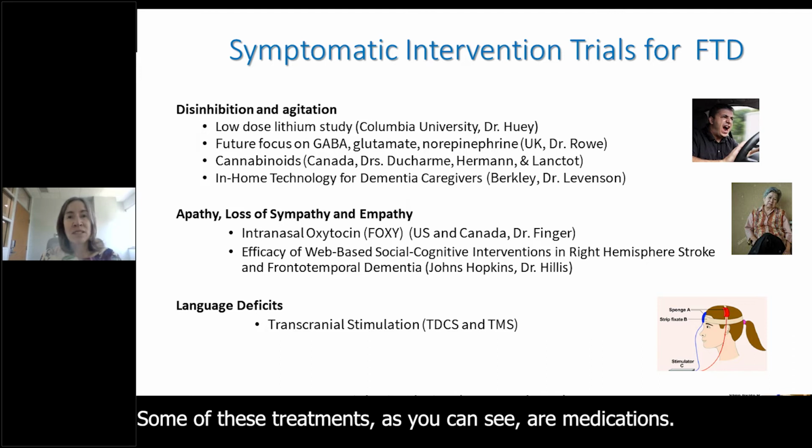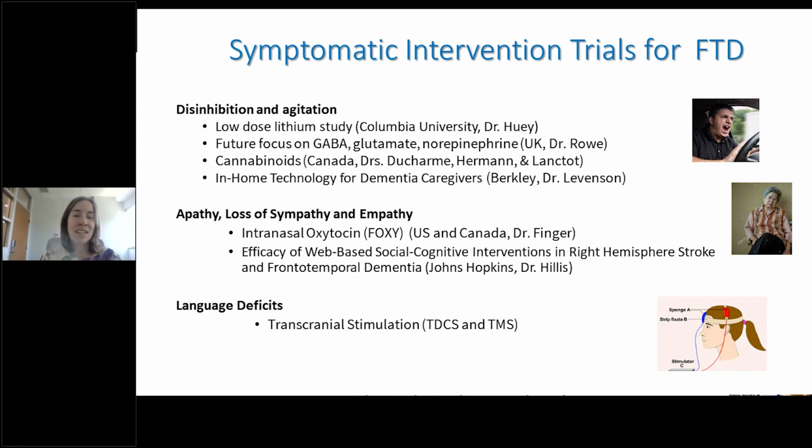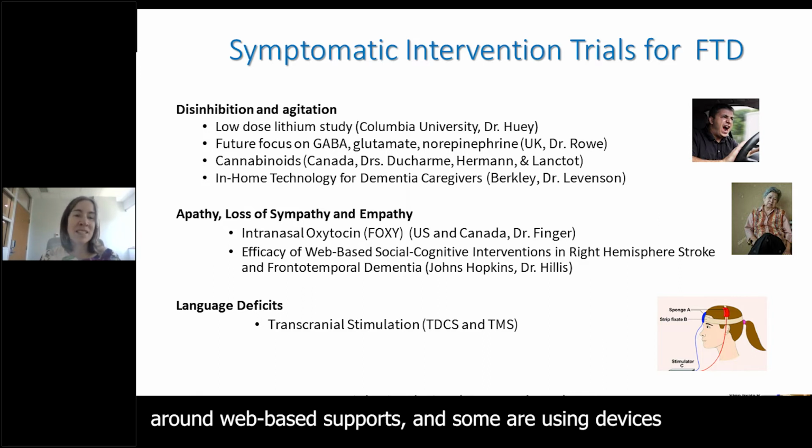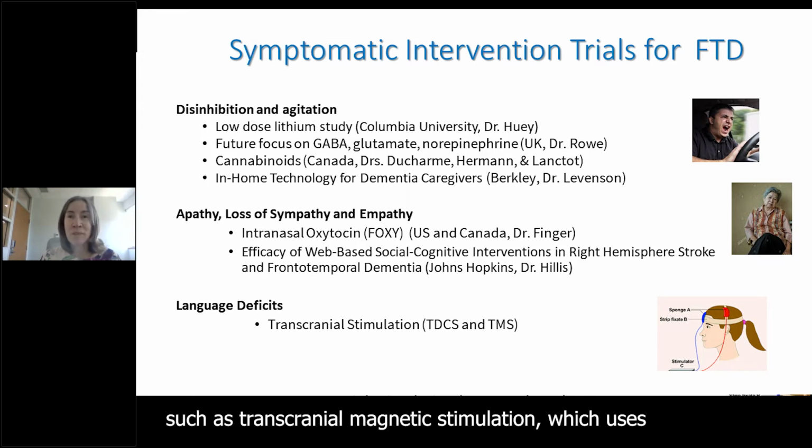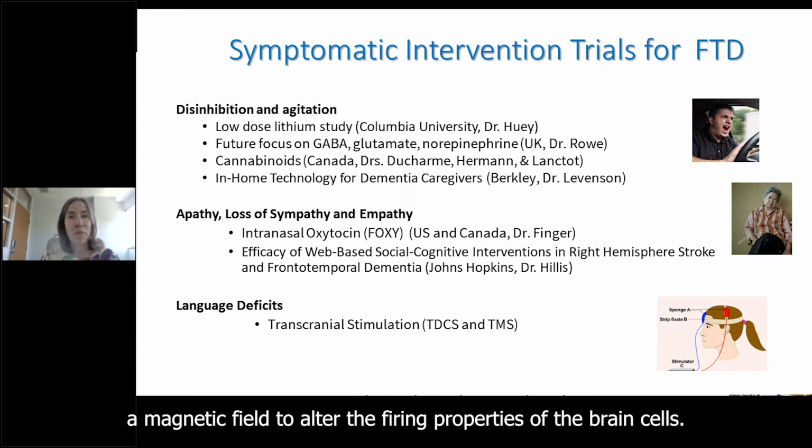Some of these treatments, as you can see, are medications. Some are non-pharmacologic interventions around web-based supports, and some are using devices such as transcranial magnetic stimulation, which uses a magnetic field to alter the firing properties of the brain cells.